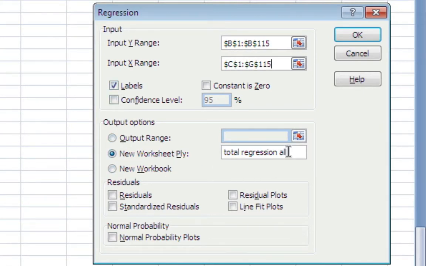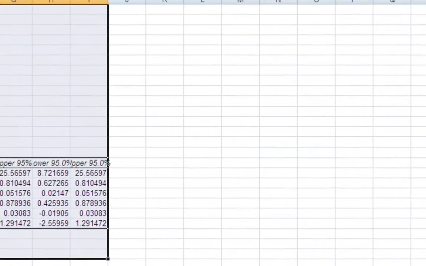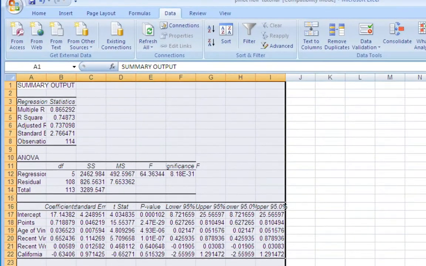Let's call this new worksheet "total regression", and let's hit OK. And this is our output.